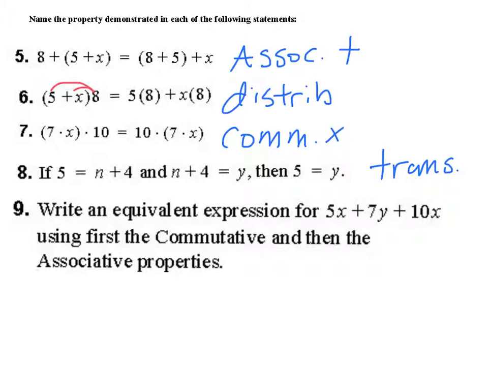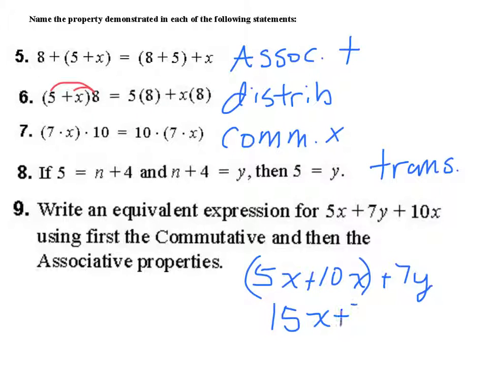Okay, if we first use the commutative property, we could rewrite that as 5x plus 10x plus 7y, so I just switch the order. And then associative property, I could add my 5x plus 10x and get 15x plus 7y.